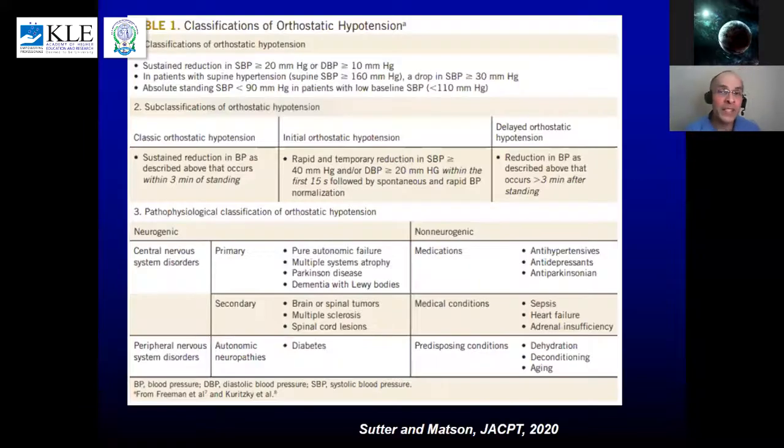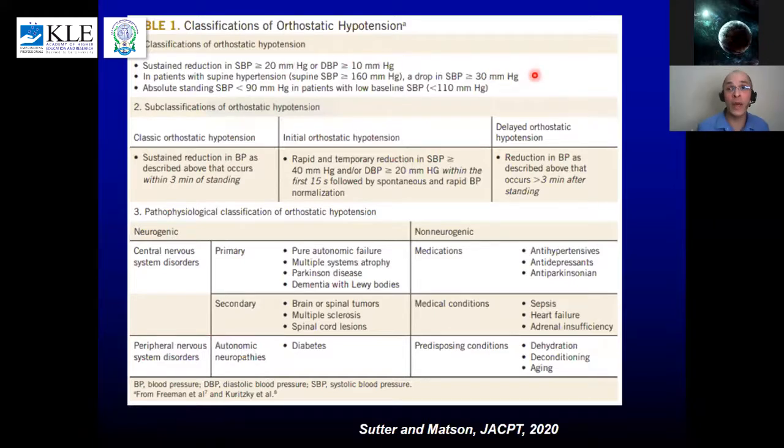Now, one of the papers that I really like with respect to orthostatic hypotension is a review paper that was published by Sutter and Matson in the Journal of Acute Care Physical Therapy in January 2020. What I really like about this paper is that, number one, it talks about the different classifications of hypotension. And of course, if we see that drop of 20 systolic, a drop of 10 diastolic, then we basically say that that is orthostatic hypotension.